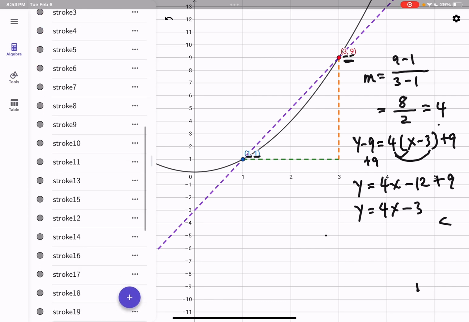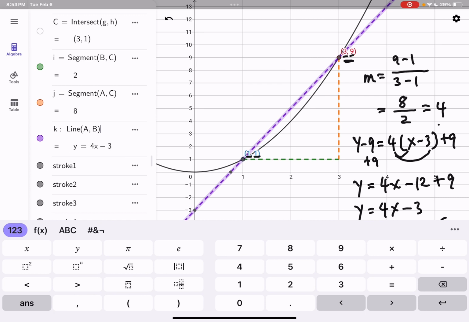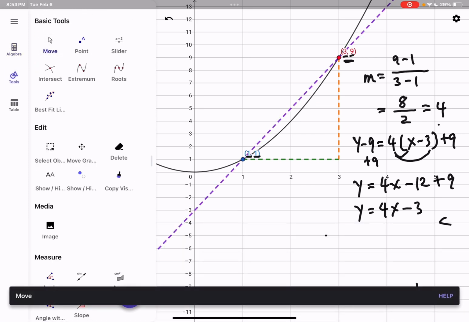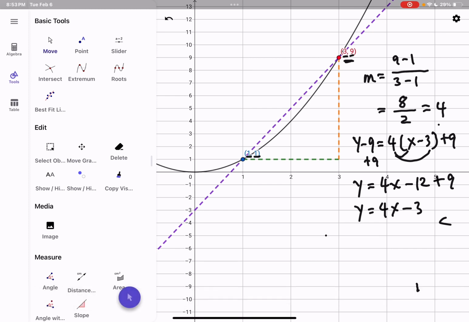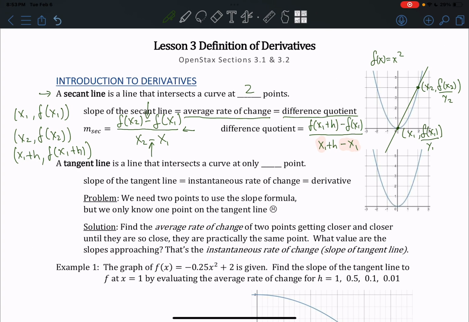If I go back down here real quick, we do see this secant line is y equals 4x minus 3. Okay, so nothing special here. It's just how to work with equations of lines in general. Basically, this idea allows me to find the equation of the secant line. And this slope right here, the slope equals 4, is the average rate of change during the period from 1 to 3. Anyways, go back to these notes.